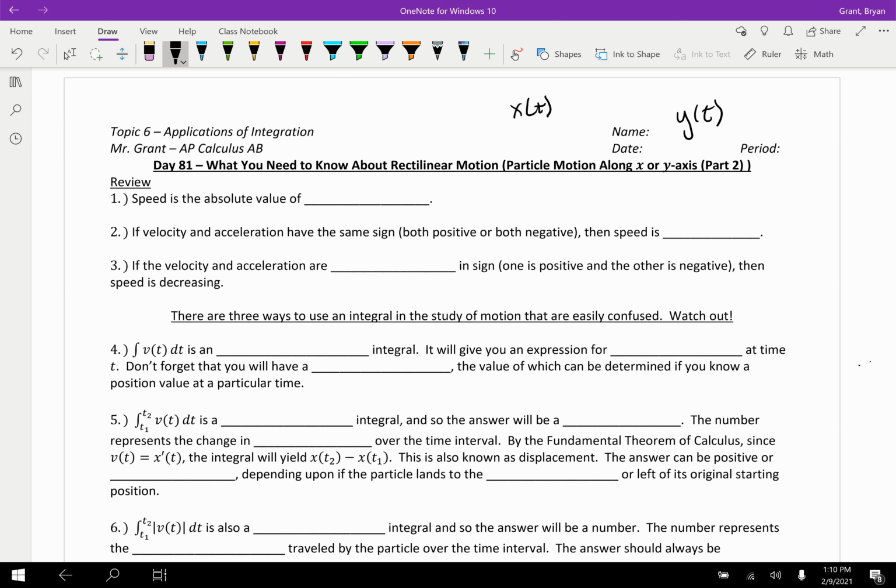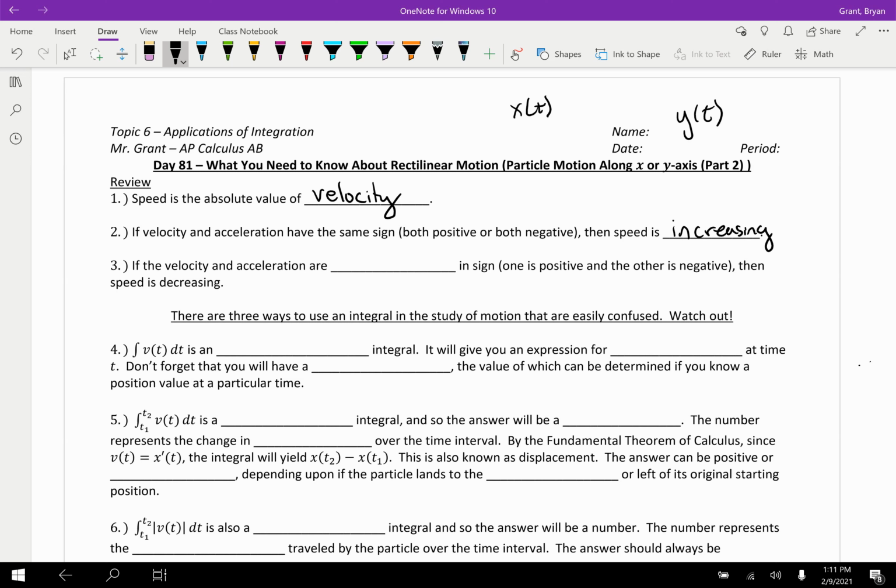Alright, hopefully things went alright. The first thing you need to remember is that speed is the absolute value of velocity. Sometimes we call it the magnitude of velocity if you're in physics. If velocity and acceleration have the same sign, because remember, velocity not only tells us how fast something is moving, it tells us the direction that particle is moving. And if the velocity has the same sign as acceleration, let's say they're both positive, so you're moving to the right and accelerating to the right, then we say that speed is increasing.